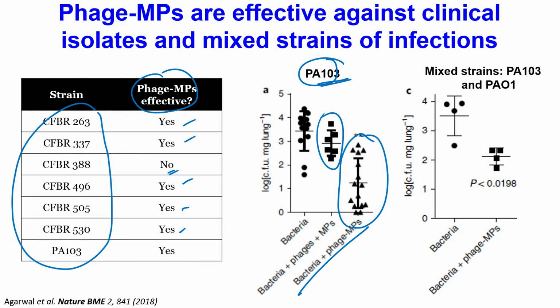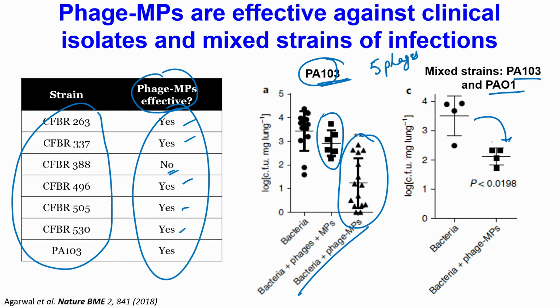Because they are using the 5 phages and they have shown that these phages are effective against most of the strains that are found in humans, they went ahead and tried that out, and they find that even if you have 2 different strains mixed together and then you give the phage therapy, even then it can cause a reduction in the amount of bacteria that is present.